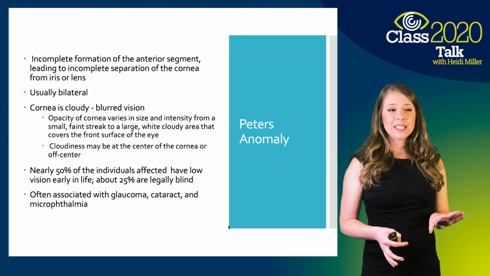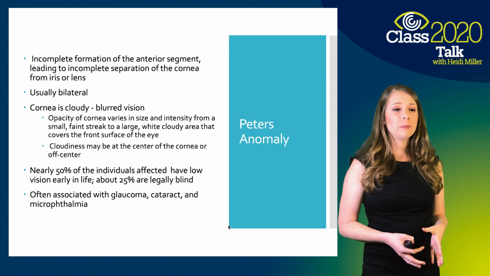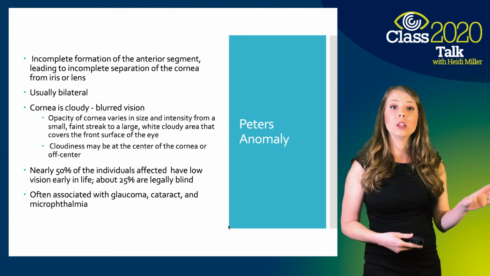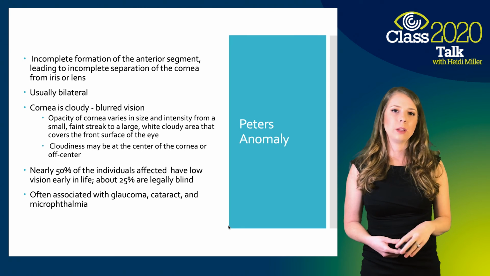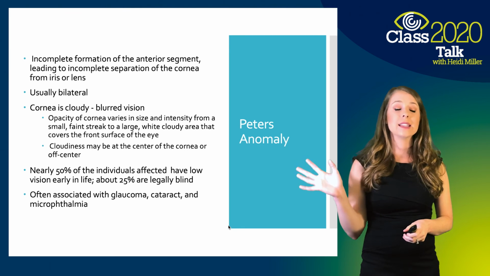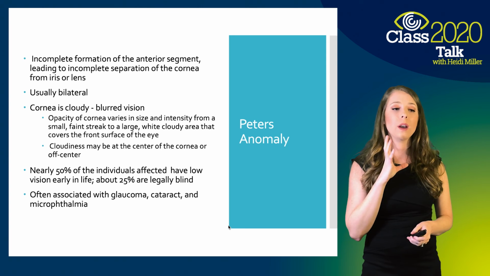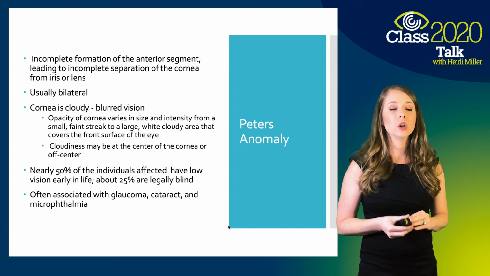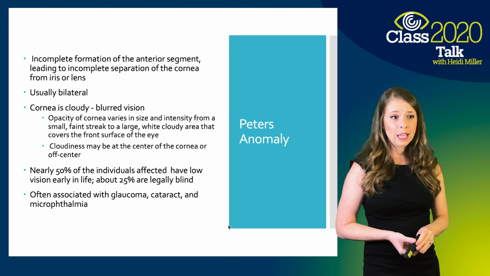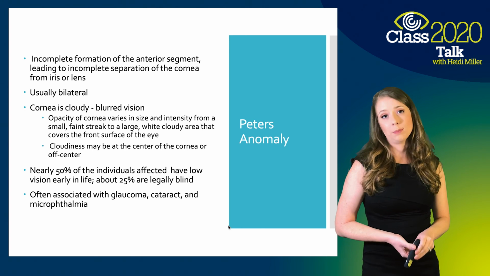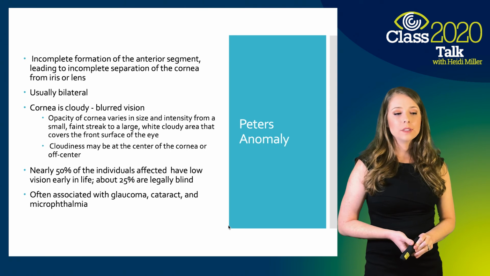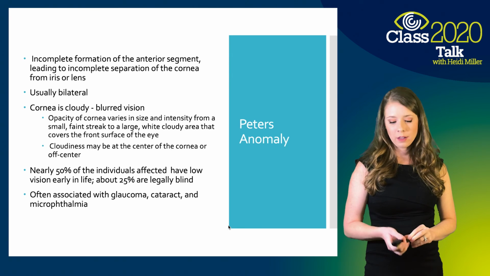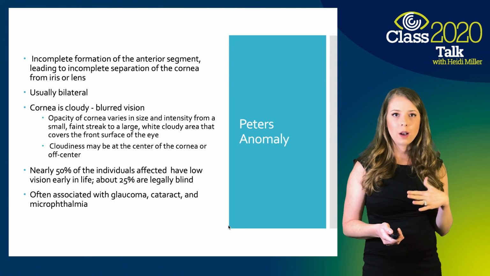The density of the opacity can vary patient to patient, and the amount of cloudiness and the location of the cloudiness can vary patient to patient. Sometimes it's just off to the side, and sometimes it's complete cornea, so each patient's a little bit different. Nearly 50% of individuals affected are going to have low vision in early life, and about 25% are legally blind. So it's often associated with glaucoma, cataract, and microphthalmia. So these are all things to keep in mind as we go through her case.